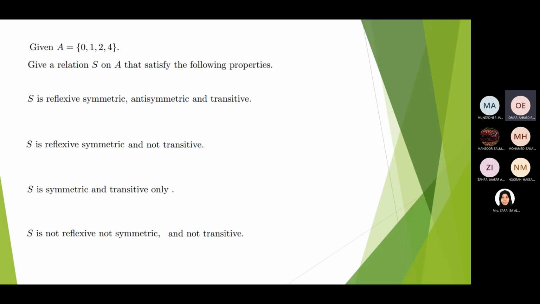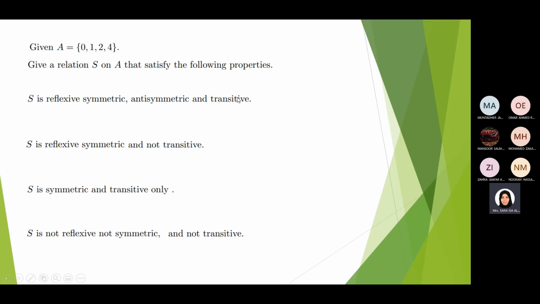Yes, clear. Good. Now we have a set A with 0, 1, 2, and 4. We have again 4 elements. The question is up to you. Give a relation S, they name it S, such that it satisfies the condition. They write here for you, for example, S is a relation that is reflexive, symmetric, antisymmetric, and transitive.